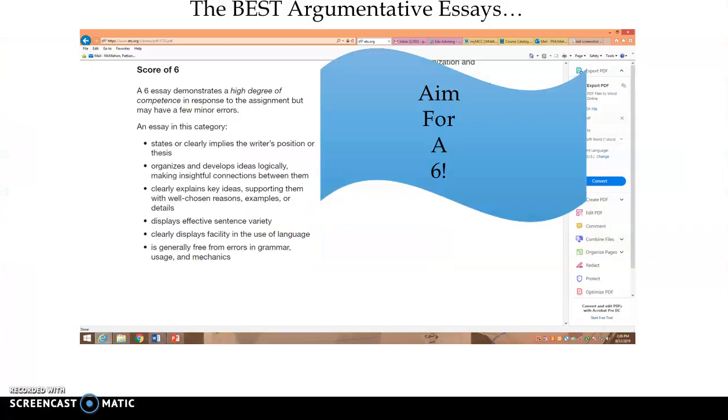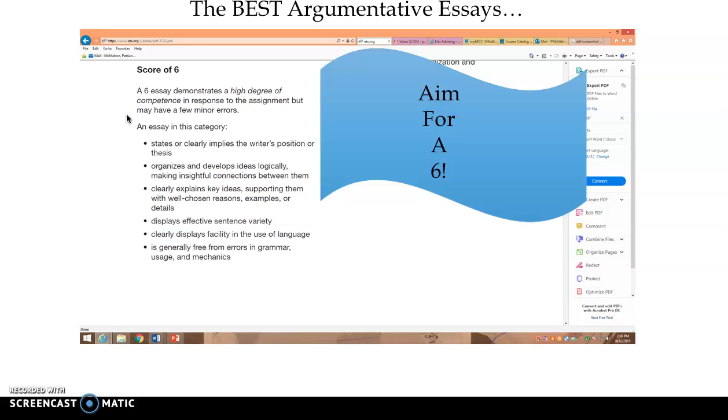The best argumentative essays will earn a score of a 6. Instead of receiving a score based on the number of questions you answered correctly, your essay is scored holistically on a scale of 0 to 6. A score of 6 indicates a high degree of competence in response to the assignment. If we take a look here, the 6 will say that you have a high degree of competence, meaning that you have very, very few errors and that you have written in the manner of a college student.